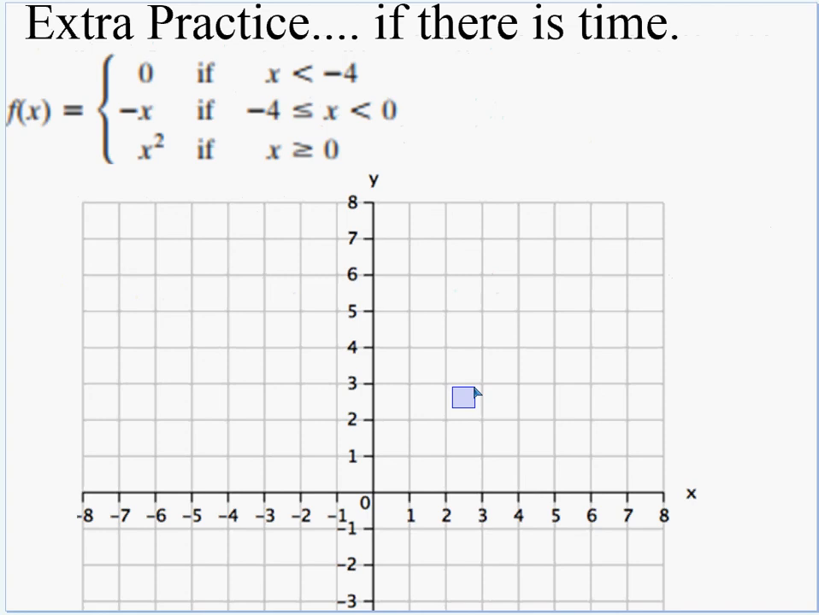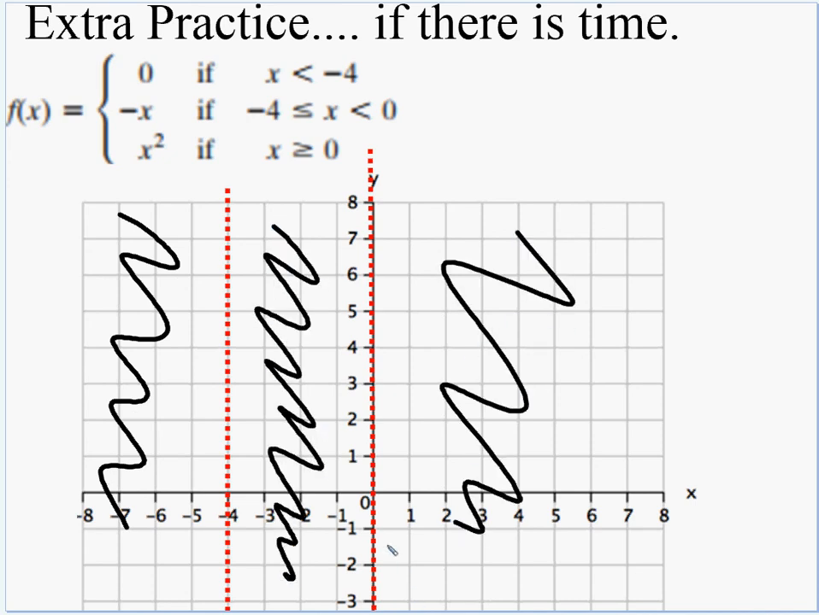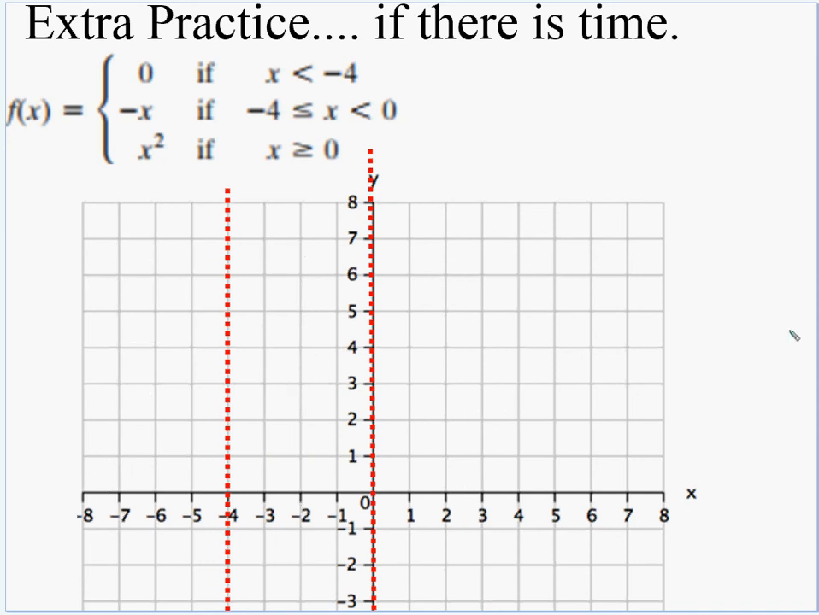Okay, now this one, since we have 3 pieces, let me do this. If we're less than negative 4, so here's going to be one of our divider lines. And then we go from negative 4 to 0. So we'll also have one right here on the y-axis. And then greater than 0. So we're going to have one graph over here in area 1. We'll have one graph in between these dotted lines, area 2. And then we'll have a third graph over here. I guess I can color code these.